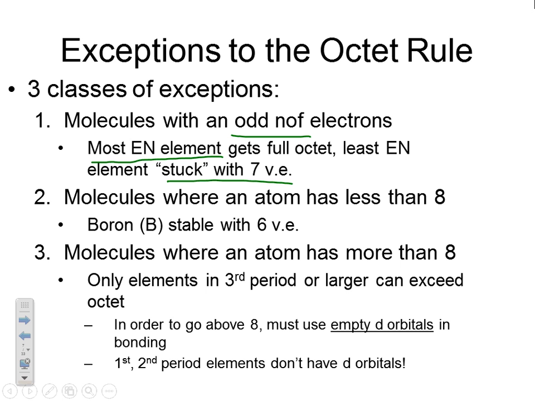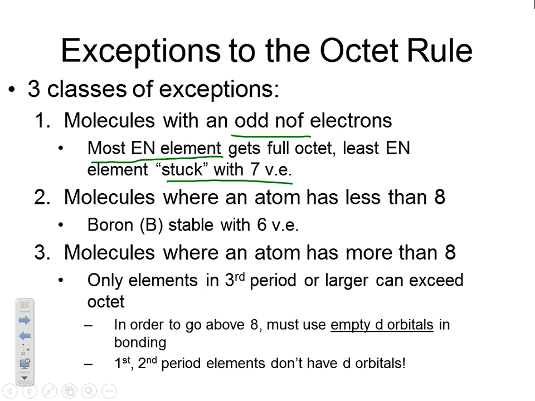Don't give it 5 or 3, and don't give it more than 8. Don't give it 9. So find a way to get your least electronegative element as close to 8 as possible without actually going over. So 7. So it's less electronegative, so it won't quote unquote mind as much.